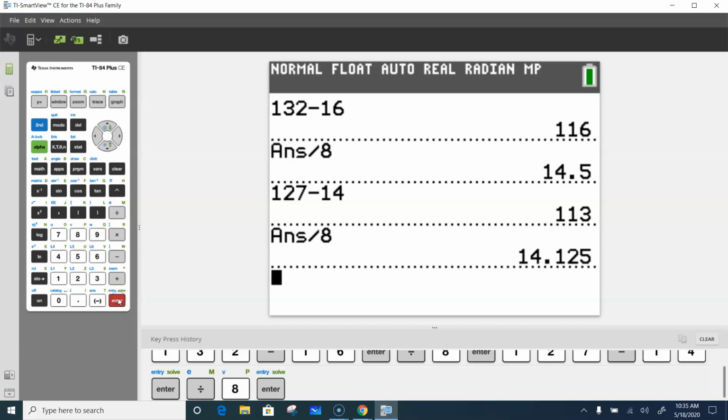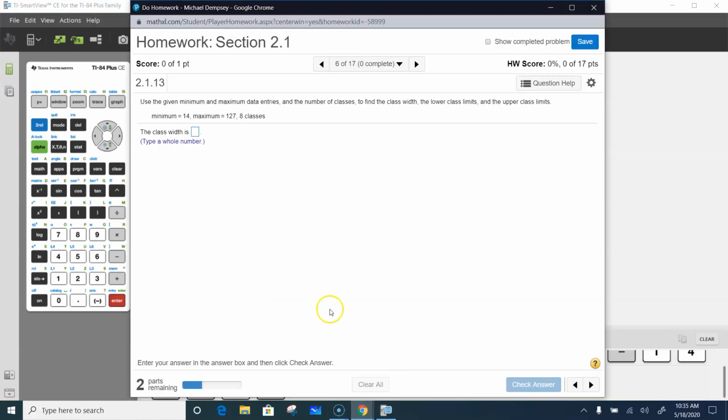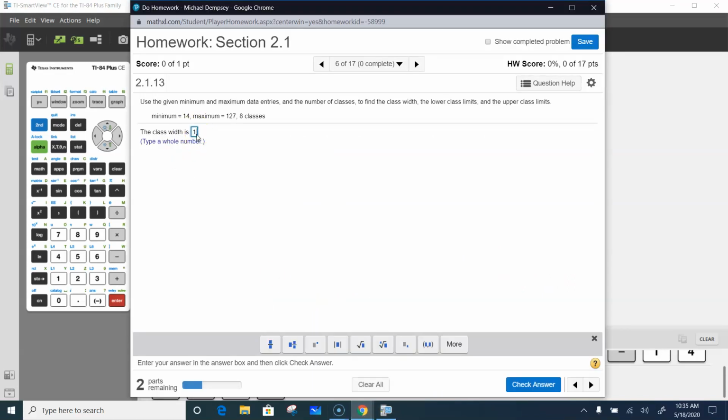And now here's kind of the key part. We always round this number up. I know normally with 14.125, a rounding rule would be to round that to 14. But if we do that, we won't be able to fit all the numbers in the distribution. So whatever you get when you divide this, always go up to the next nearest whole number. So our class width is going to be 15.